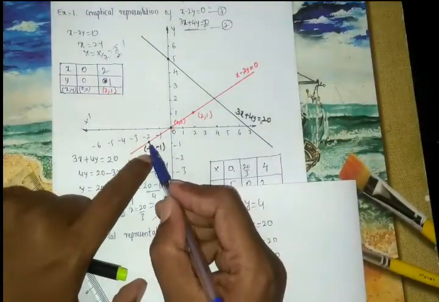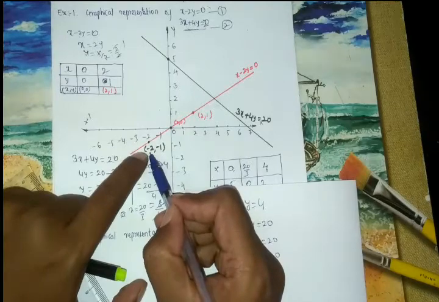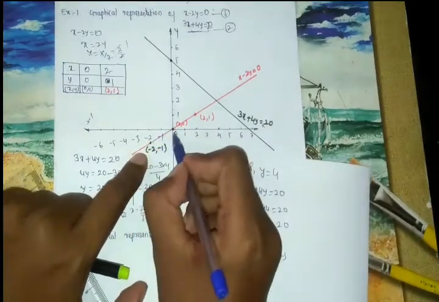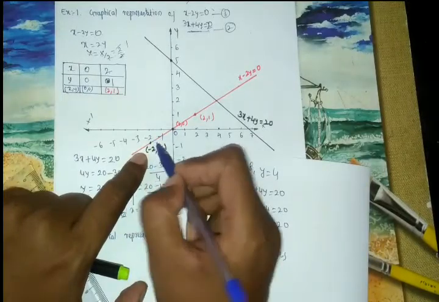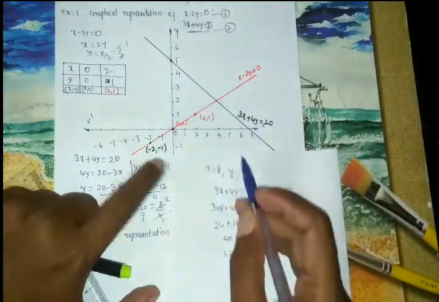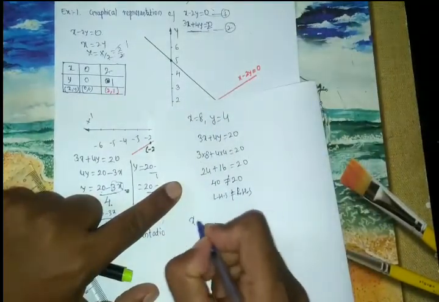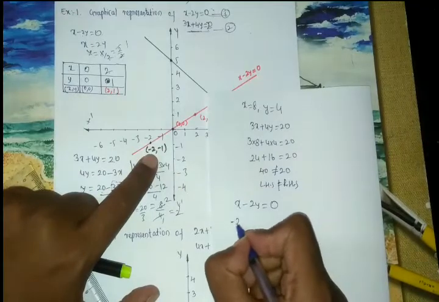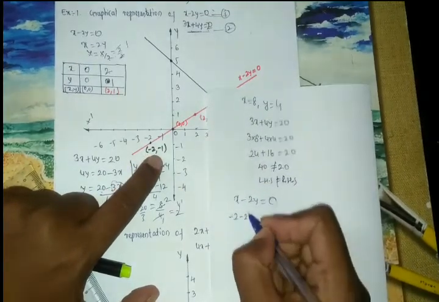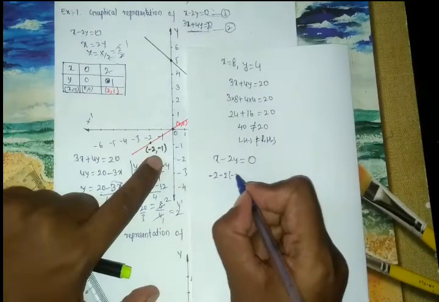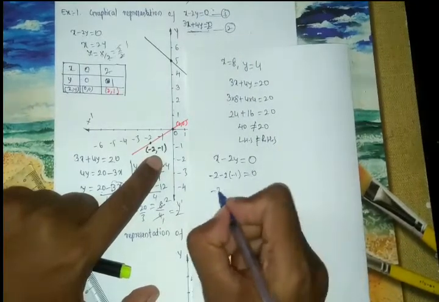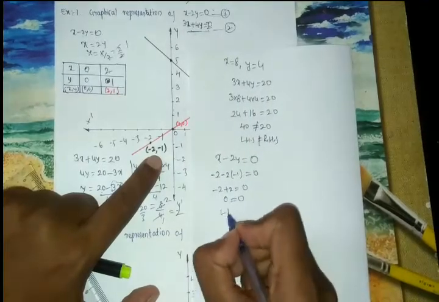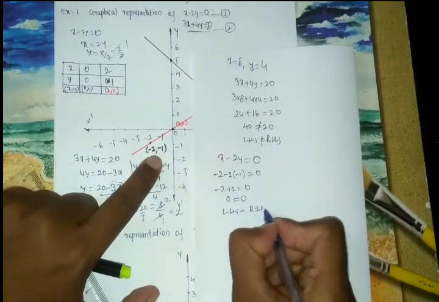Say I have selected the value of x as minus 2 and value of y as minus 1. So let me put it in equation 1. Equation 1 is x minus 2y equals 0. So put the value of x as minus 2 and y as minus 1. So minus 2 plus 2 is equal to 0. So 0 equals 0. I will get LHS equals RHS.